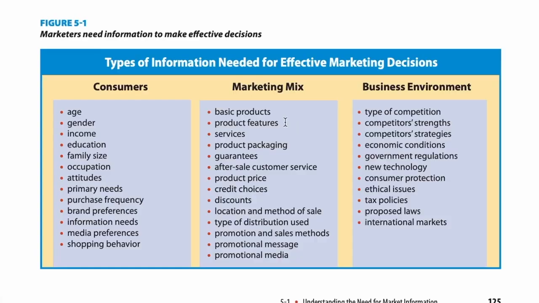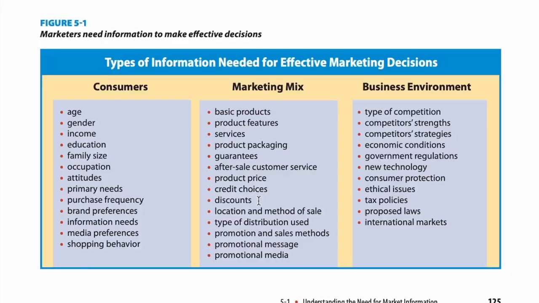Once you know your average customer, what is your marketing mix? Products, services, packaging, guarantees, product choice. Based on your average consumer, what are you going to sell and how is it going to look? Credit choices, way to pay, that's an important one. Location and method of sale. Where are you going to sell it and how many ways can they pay?